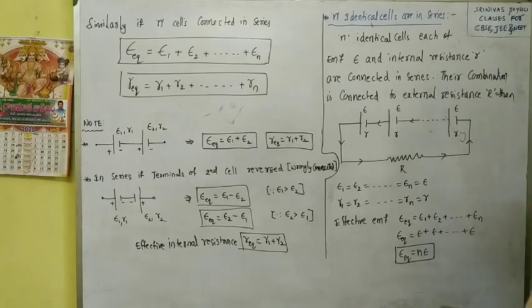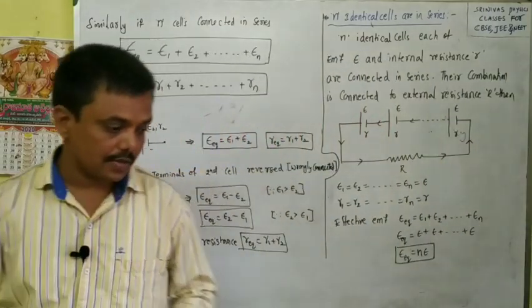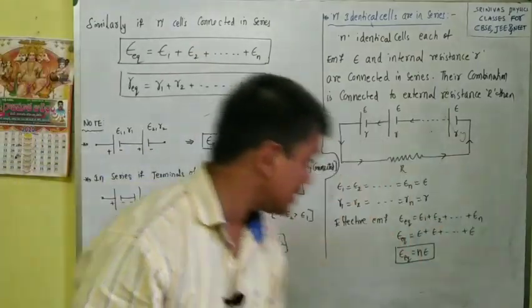This is the effective EMF formula, because n cells are there. If only 2 are there, E plus E is 2E, 3 are there means 3E, n are there means nE. And the next, let us see what about the internal resistance?